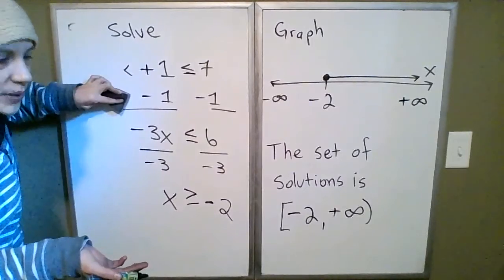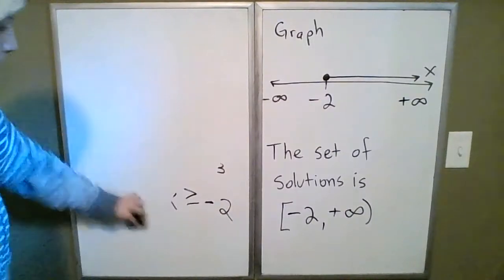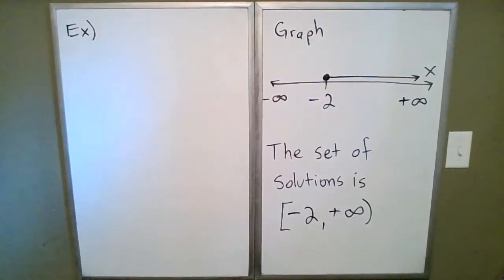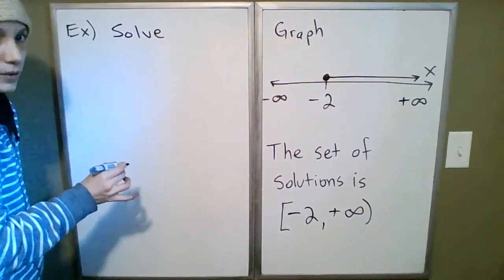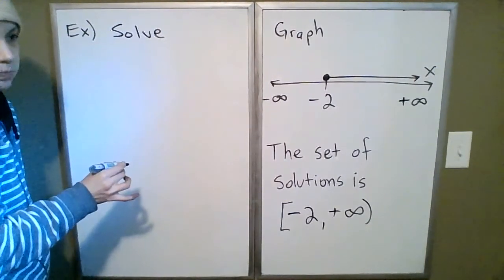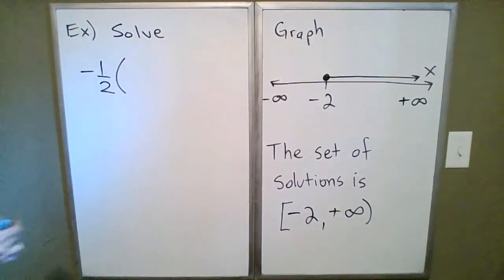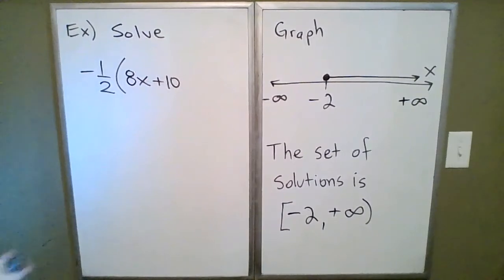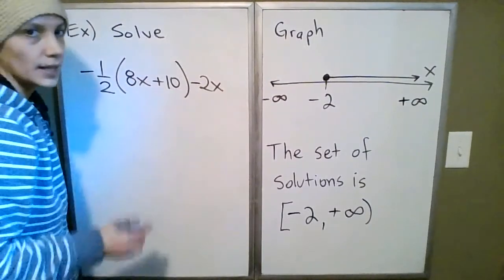Great, and now for the rest of the class is just doing examples using our properties. So it's -1/2 times 8x plus 10. And then subtract 2x. So less than x.